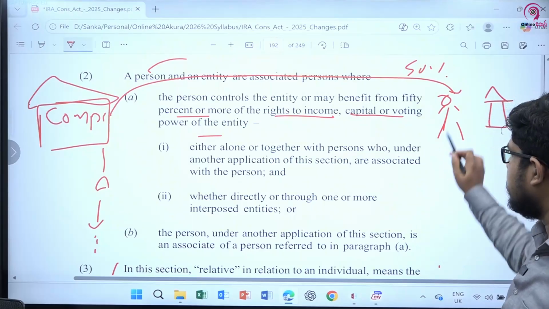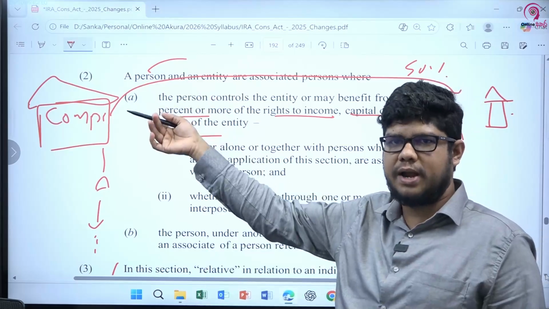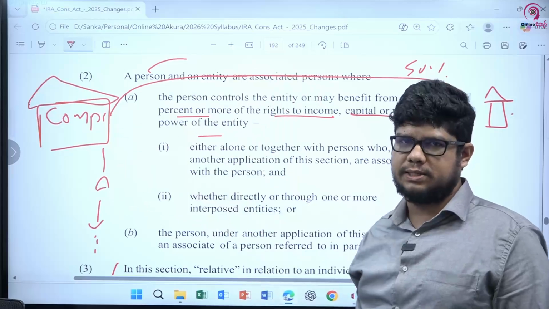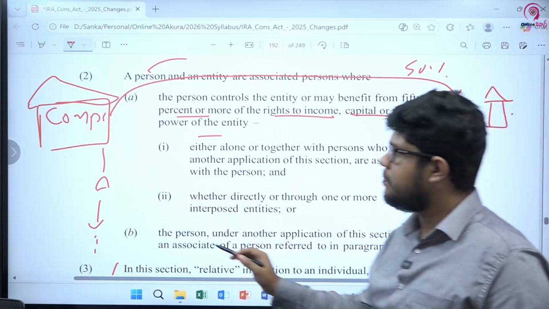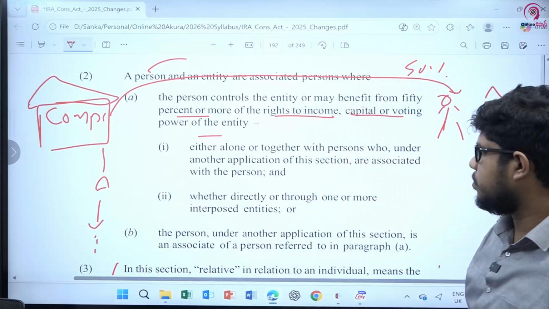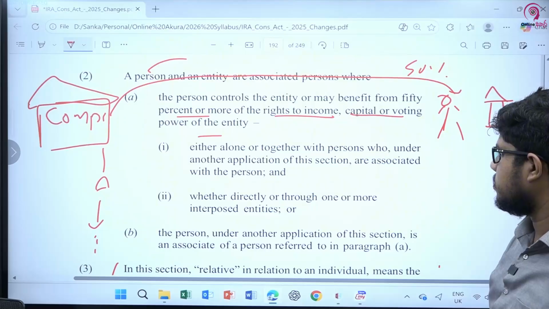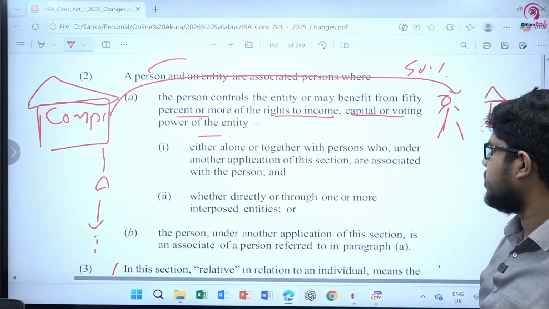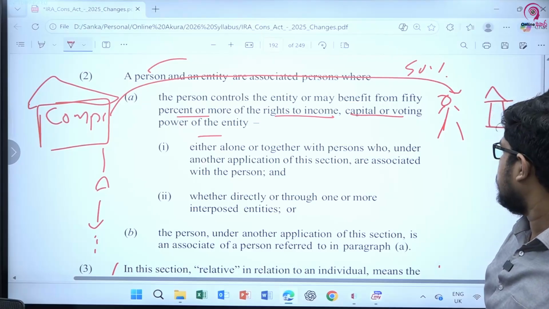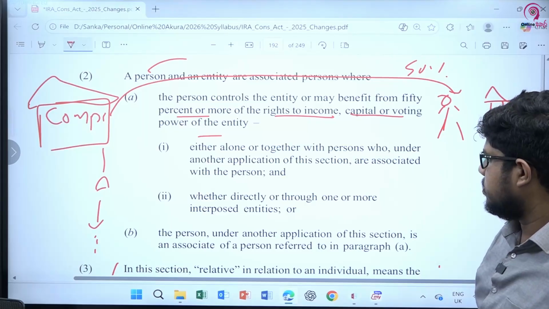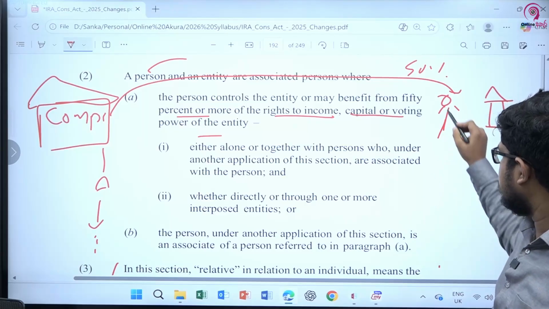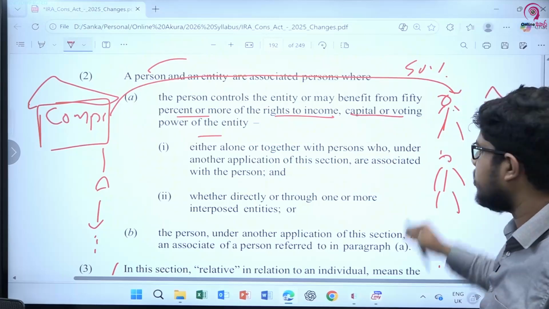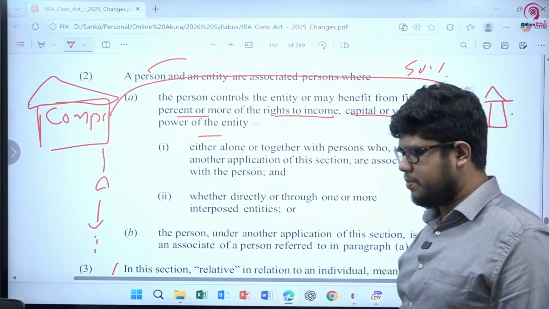Another application, let's say individual. Another application of this section means section 1, partnership, partner of partnership, or individuals relationship. Likewise, from another application become connected to this entity, right? Either alone or together with a person who, under another application of this section, are associated with the persons, right? So this individual has another relative, right? Let's say relative. Then company and that individual and the relative is associated. Likewise, the different interpretations are there.